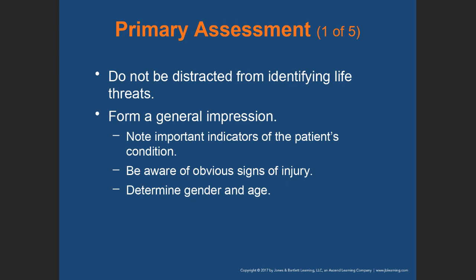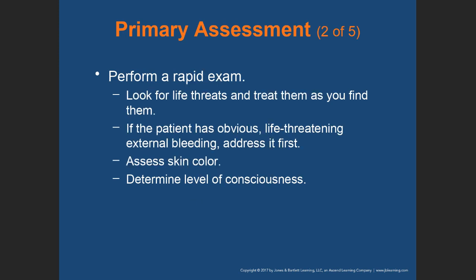Note important indicators of the patient's condition. Be aware of obvious signs of injury. Determine gender and age. Perform a rapid exam. Look for life threats and treat them as you find them. If the patient has obvious life-threatening external bleeding, address it first. Assess skin color, determine level of consciousness.